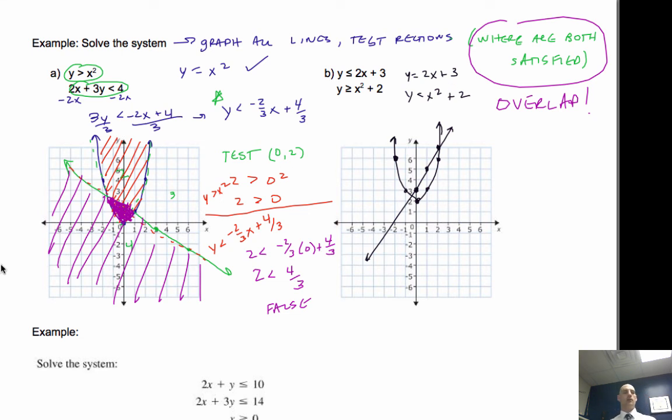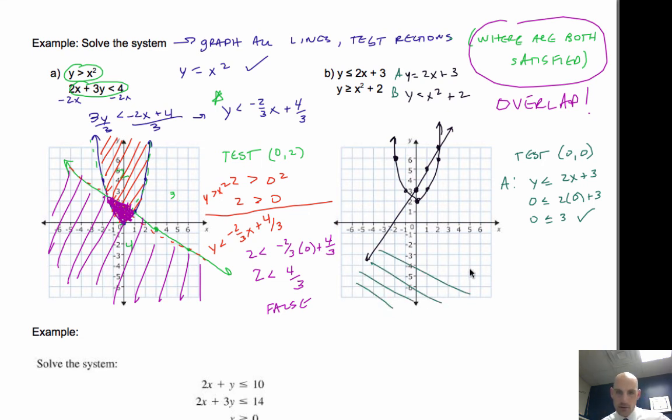I need to see where exactly is my overlap. So I'm going to test 0, 0 because it's outside of the defined region. So test 0, 0. So here's A and B. So test A is going to look like this. Y is less than or equal to 2x plus 3. So I'll put in 0. 0 is less than 2 times 0 plus 3. 0 is in fact less than 3. So on my line, I am going to shade this side.